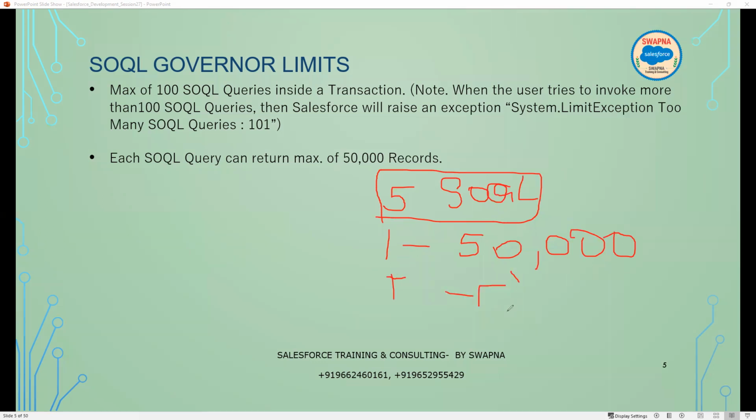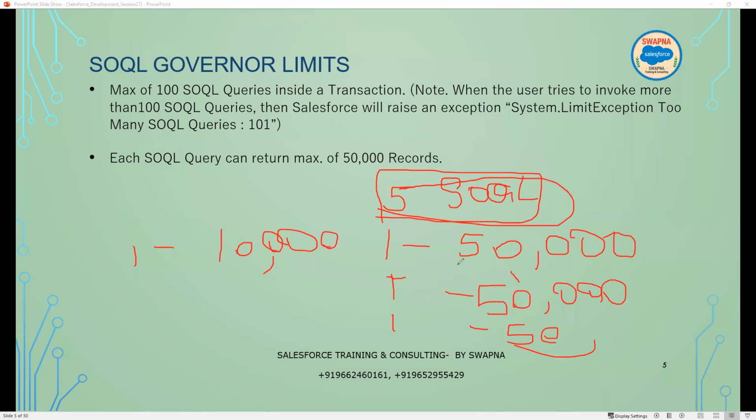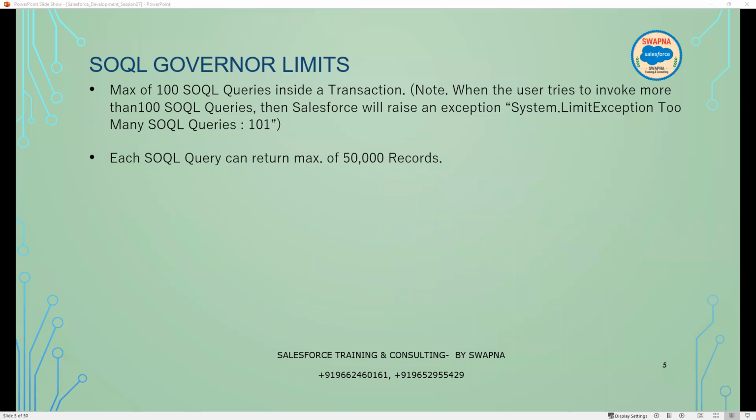Another one is also 50,000, another one is also 50,000. Assume that the last one is just returning 10,000. So that means each SOQL query can return a maximum of 50,000 records. And the best practice, now when we have this kind of governor limits, so Salesforce suggests a best practice.